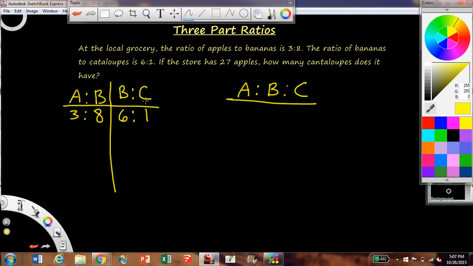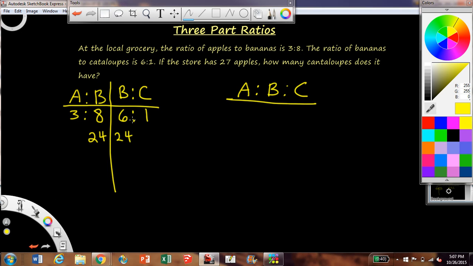Okay, and the way we're going to do that is you can see in these 2 ratios, the common term, or what I call the linking term, is going to be B, the number of bananas. We're going to create equivalent ratios by multiplying so that we have this B term the same right here and right here. So I'm going to take the least common multiple of 8 and 6, which is 24. And that's the number that I want right here and here.